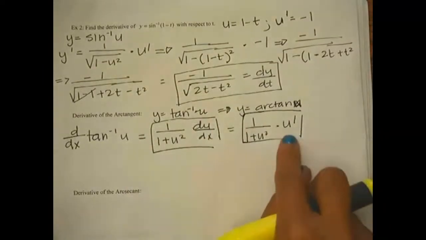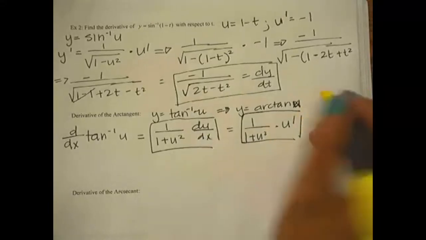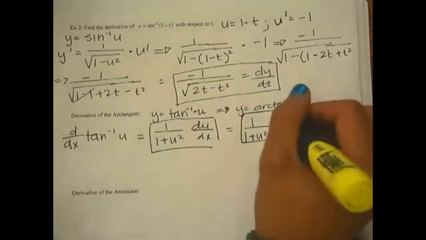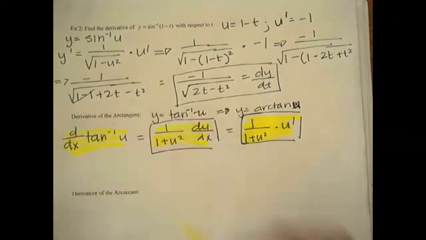So either one is perfectly okay to use. They're identical. It's just a preference of, hey, do you want to write u prime or do you want to write du dx? Okay, so highlight this.